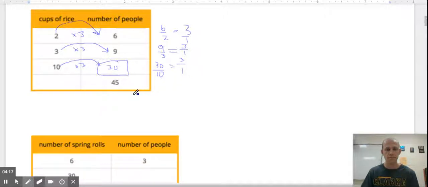Okay? And now we have to do the same thing over here. However, I'm looking at something different. I have this one on the right. I want this one over on the left. So what do I have to do to get from the 6 to the 2? Well, I have to divide by 3.